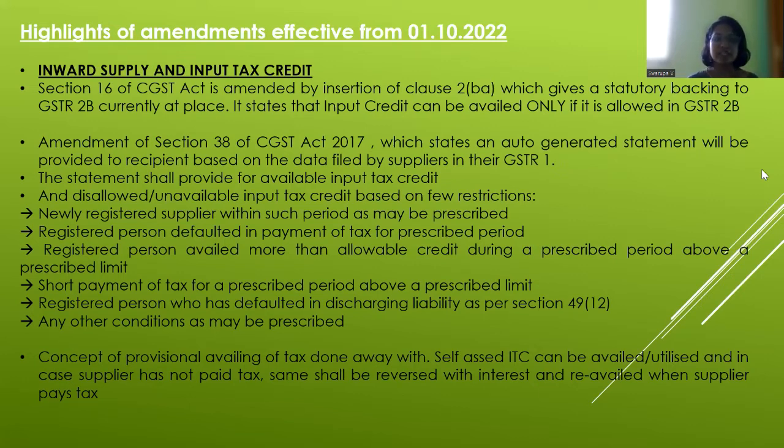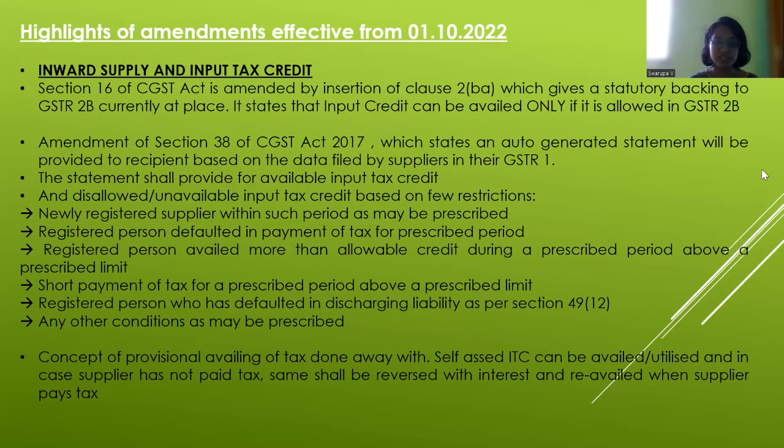They've also amended Section 38 of the CGST Act 2017, which states that an auto-generated statement will be provided to the recipient based on the data filled in by the supplier in GSTR1. The statement shall provide for input tax credit that is available and input tax credit that is not available or that is disallowed, based on a few restrictions. Restrictions are majorly: a newly registered supplier within such period as may be prescribed will not be able to pass on the credit.